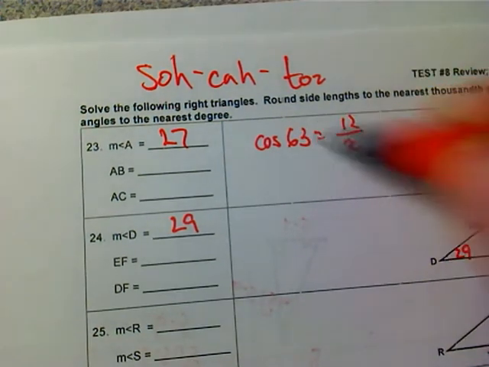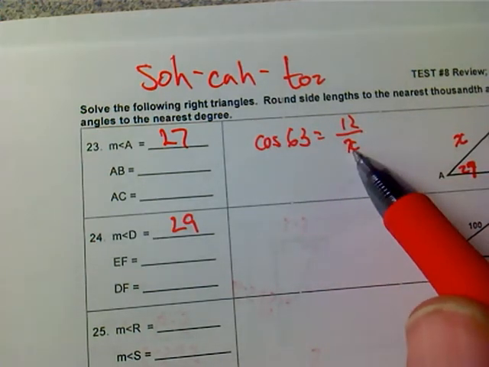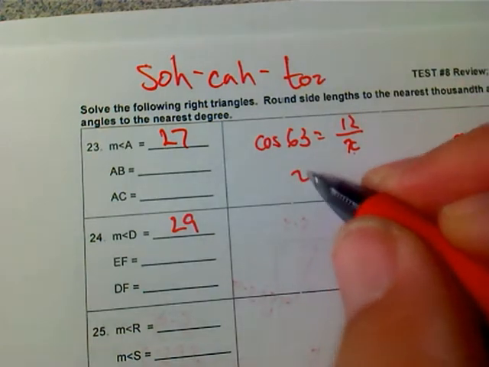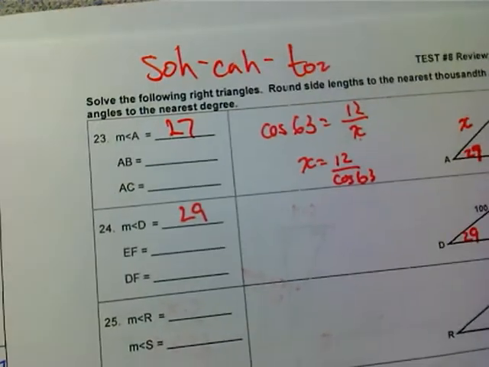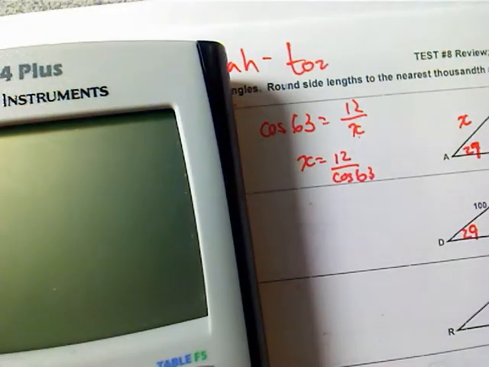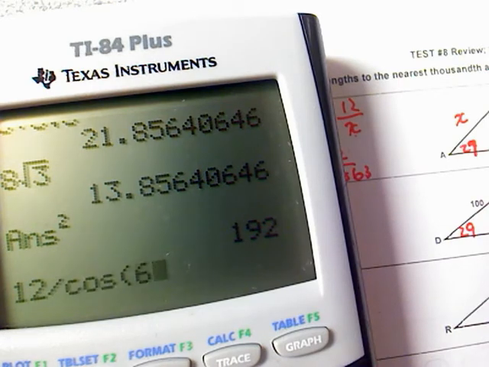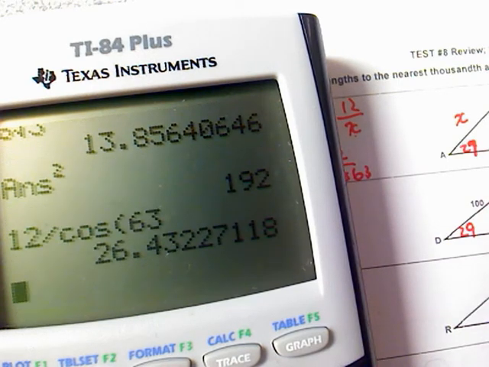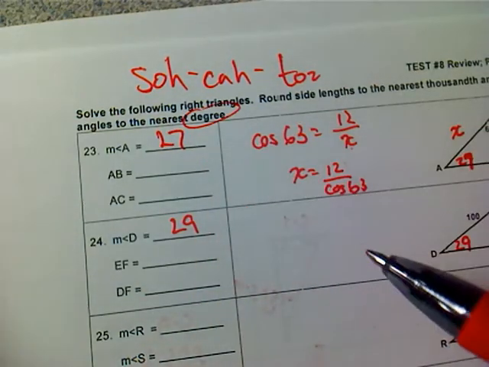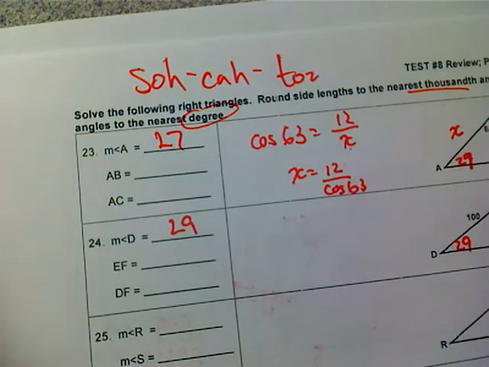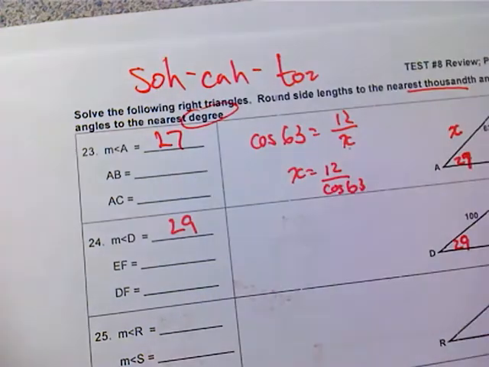So you might have to fiddle with this a little bit. I'm going to multiply both sides by x and divide both sides by the cosine of 63 to get that x is 12 divided by the cosine of 63. Work on that algebra if that's not your strength to make sure you can get that right. So 12 divided by the cosine of 63 is 26.4. It does say up here to do it to the nearest degree if I've got that, or the nearest thousandth if I have a side. So this is going to be 26.432.